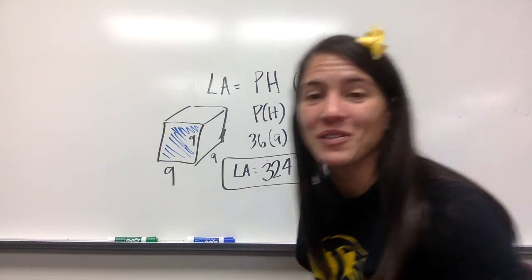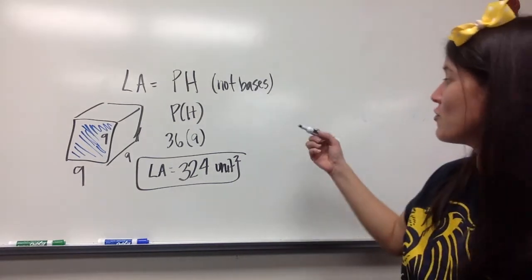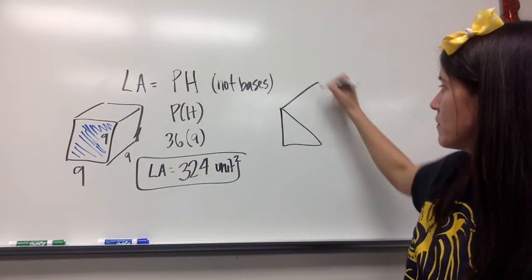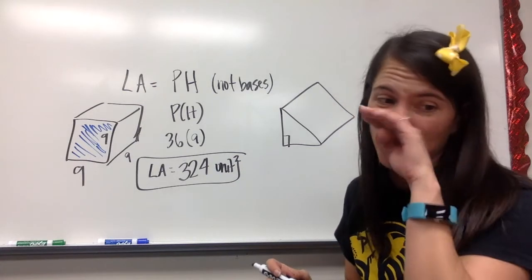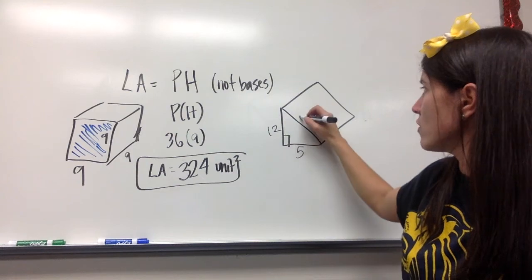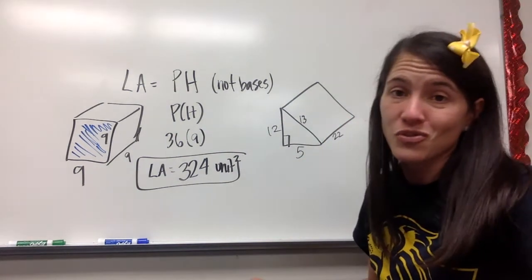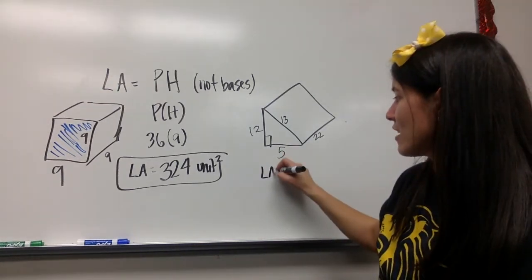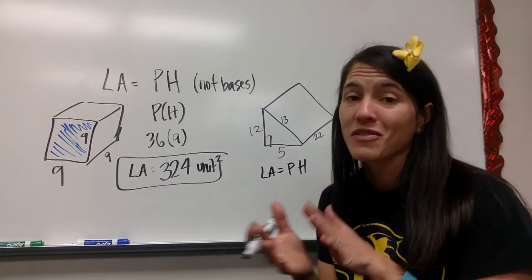So that is an example of lateral area. Let me show you another example of lateral area. If you have a triangular prism, sorry, I'm having to draw these because I left my boards in my classroom. 5, 12, 13, and 22. Hopefully that matches yours. And the lateral area is the perimeter times the height, the perimeter of the base.